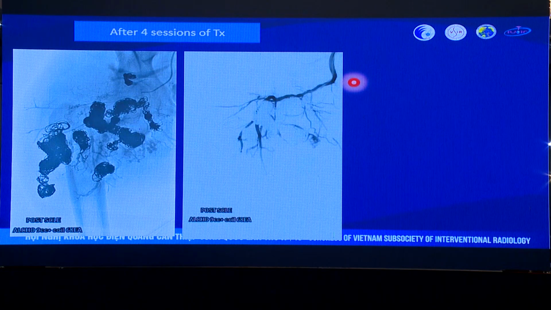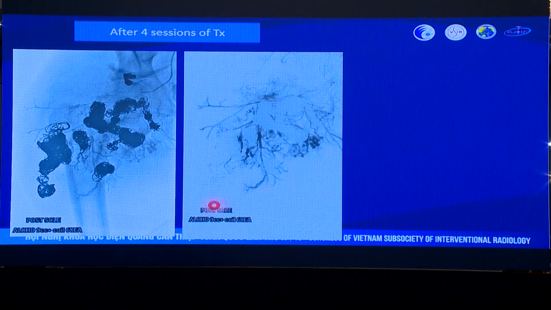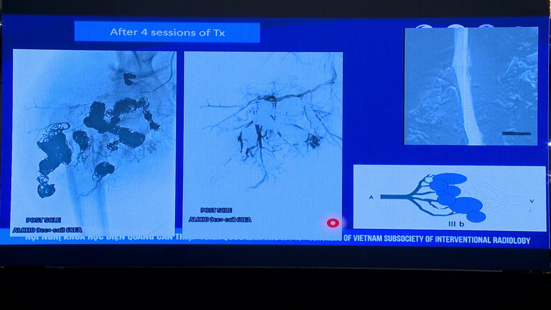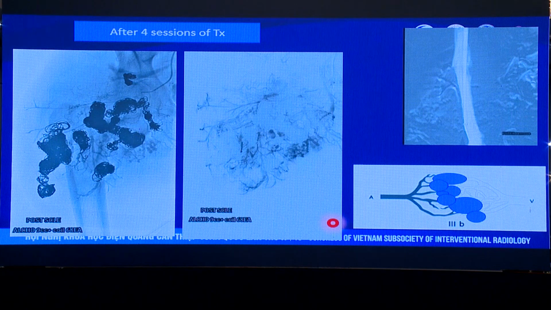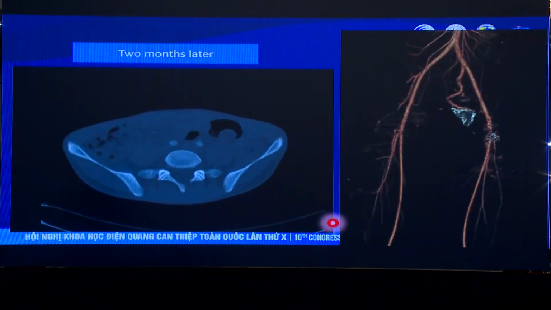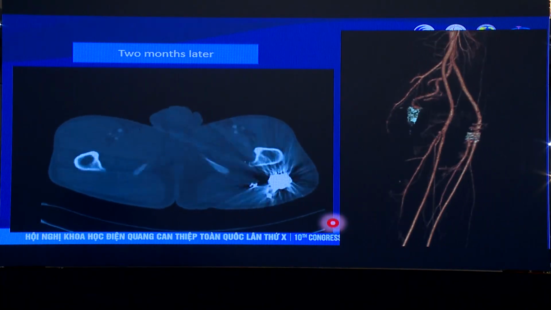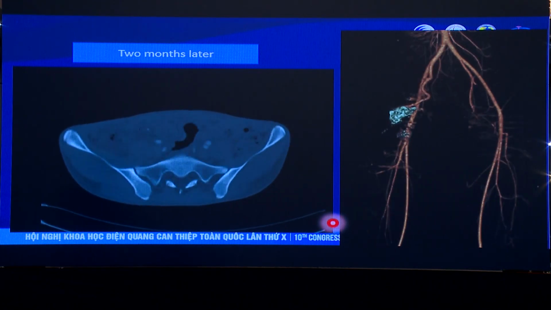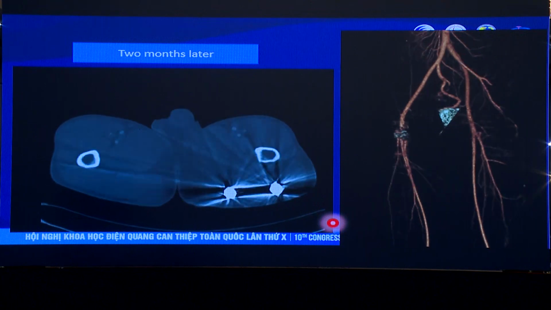There is no residual venous flow in this completion angiography. So we removed the IVC filter, and the lesion was completely cured. And he sent us a follow-up CT image from Mongolia. The lesion was completely cured.